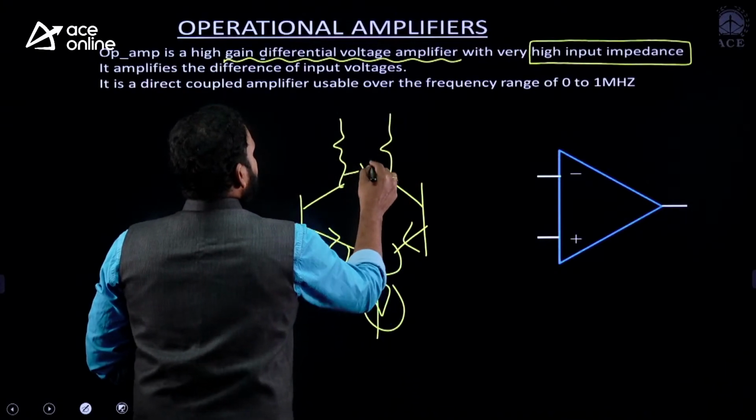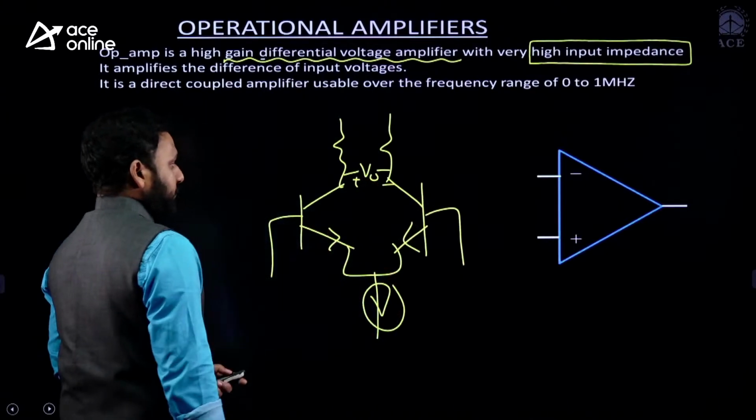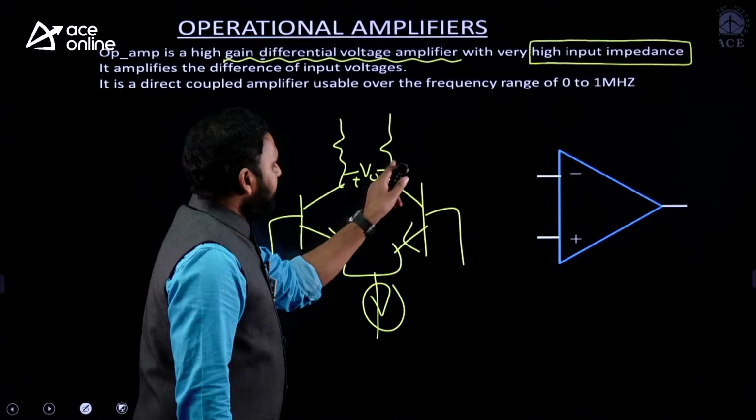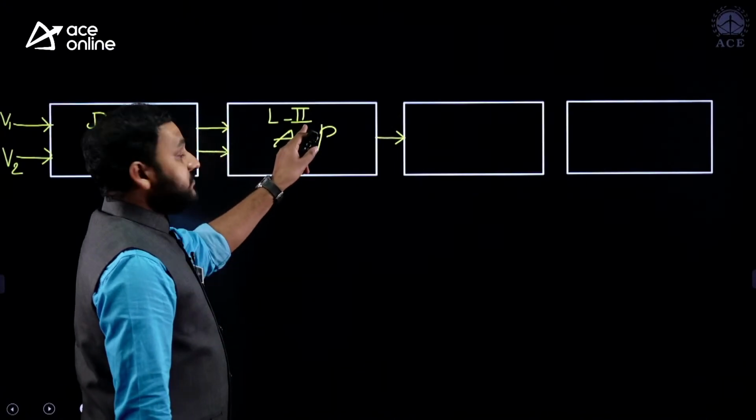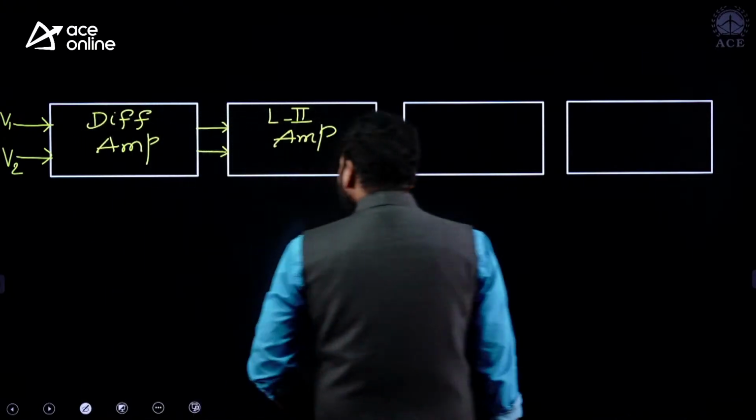These two are the resistors. This is the differential output, plus and minus, V1 and V2. But if you take output only from the one single transistor, that will be the level 2 amplifier. Purposely, this amplifier is fixed here to improve the gain.